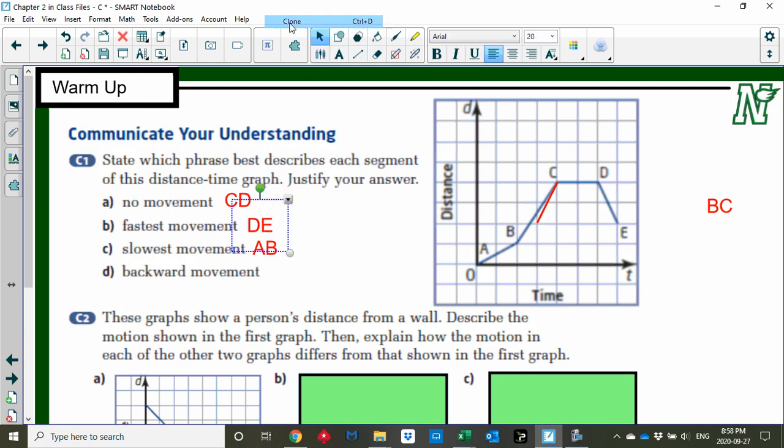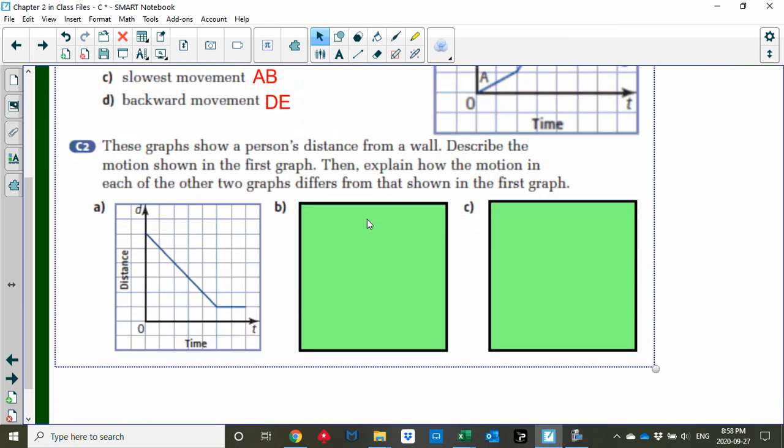We're going to clone this one again, and DE goes right here. Okay. These graphs show a person's distance from the wall. Describe the motion. Well, this person started away. They walked slowly towards the wall, and then they stopped. Then explain how the motion in each of the other two graphs differs.